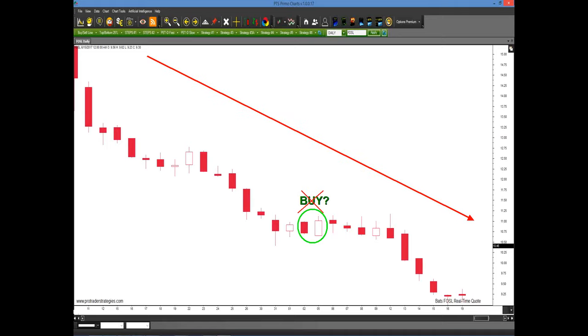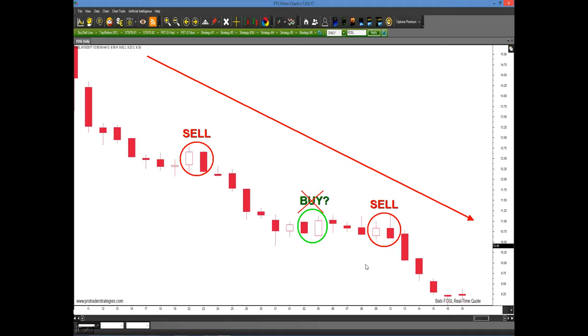And guess what? You wouldn't have had a losing trade. It would have been far more advantageous knowing that you're in a downtrend and that the bars are red to look for candle patterns that are in sync with the trend. For example, this bearish engulfing pattern right here. Don't you think that would have been a nice trade to the downside? And what if you missed that? Well, guess what?